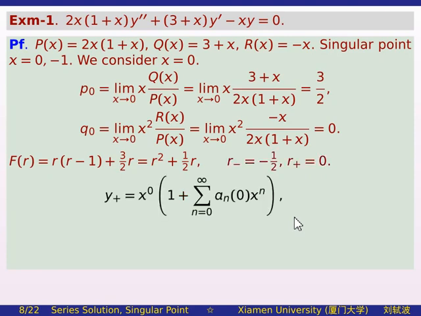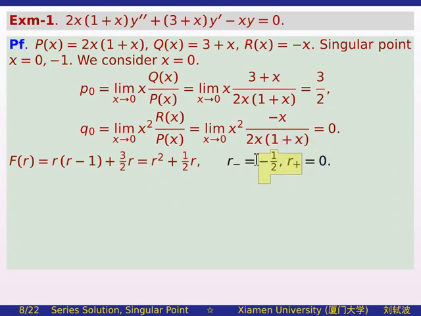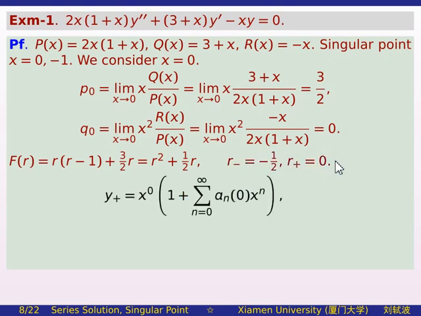By our previous discussion, because r plus is not equal to r minus and their difference is not a positive integer, we can determine the solution y plus. That is, the power of x is r plus. r plus is 0, therefore that is x to the power 0 multiplied by a power series. I'm sorry, maybe n should be from 1, not from 0, because if n is 0, it can be combined with the constant 1. So this is n from 1 to infinity. So y plus is x to the power r plus, that is 0, multiplied by this power series. So y plus is an analytic function because x to the 0 is simply 1. So y plus is equal to the power series, therefore analytic at 0.